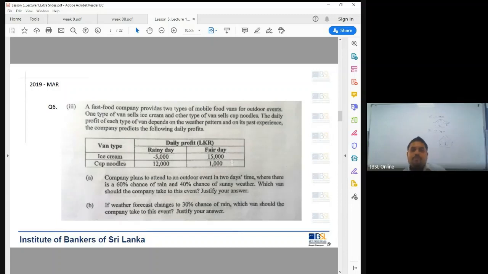The first question: the company plans to attend an outdoor event in 2 days' time, where there's a 60% chance of rain and 40% chance of sunny weather.